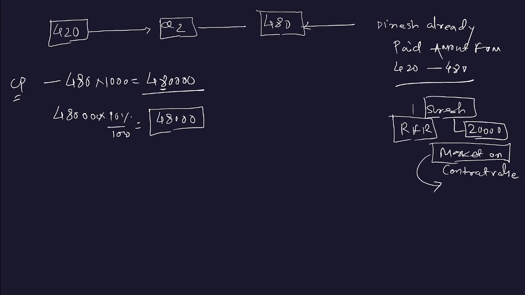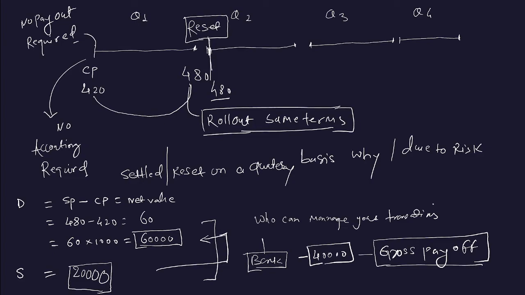Then unfortunately, what happened in quarter two, the price went down from 480 to 380. This is your quarter end price, spot price or market price. Now in this case, tell me who would be in loss? Suresh. Suresh. How? Because the prices went down.